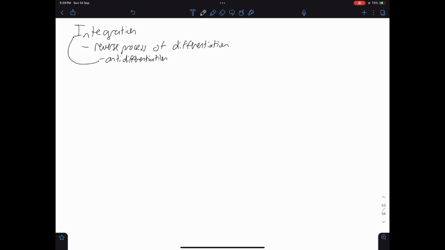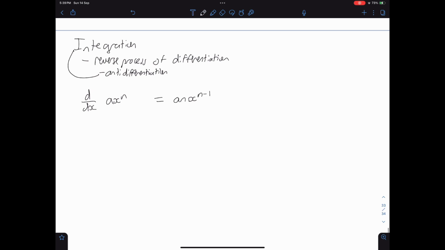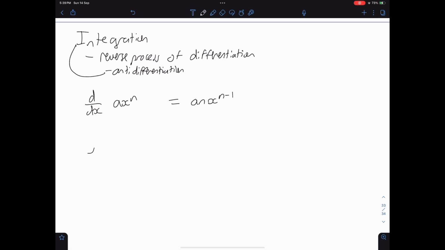So as we know, d dx of ax to the power of n is equal to an x to the power of n minus 1. So, therefore, the integral, and this is our integral symbol, of ax to the power of n will equal ax to the power of n plus 1 over n plus 1, right?